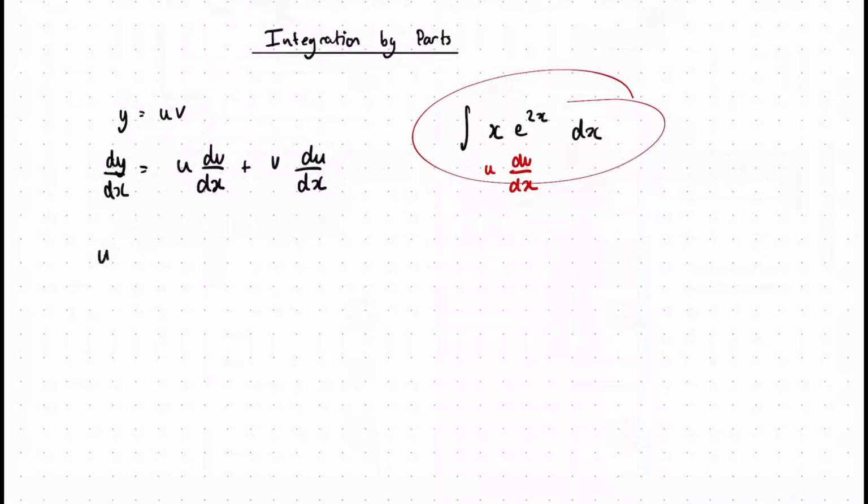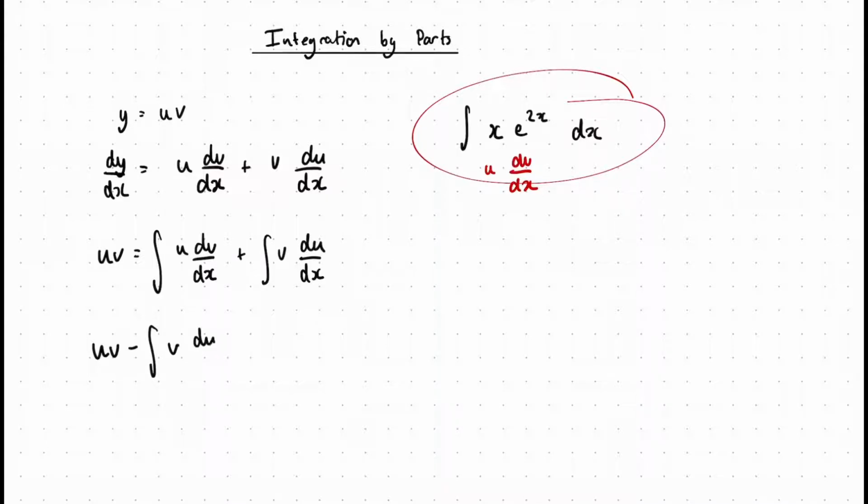So what we can say is uv is equal to the integral of u dv dx plus the integral of v du dx. So if I just want the integral of u dv dx, I would be trying to find uv minus the integral of v du dx. Okay, and that will give me the integral of u dv dx.